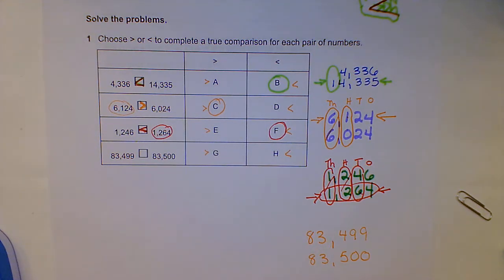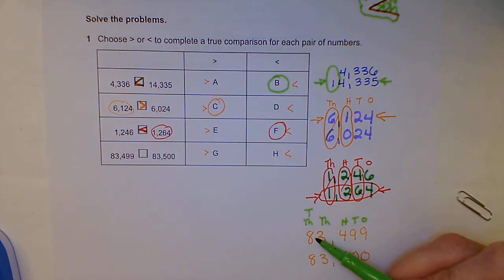I know probably a lot of you would just say, well, the 83s are the same, and I have 499, which is less than 500. That's awesome. But let's go step by step for those of you who could really benefit from doing it step by step. So again, I'm going to write my ones, my tens, my hundreds, and now it's like a place value chart, to be honest. My thousands and my 10,000s. Remember, we always start on the left, biggest place value.